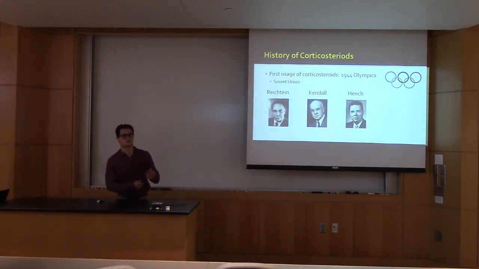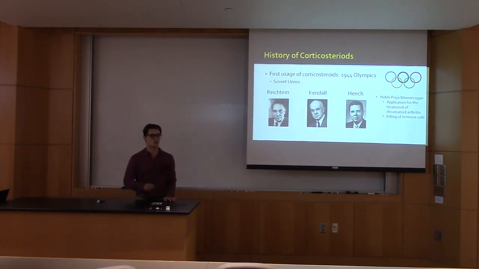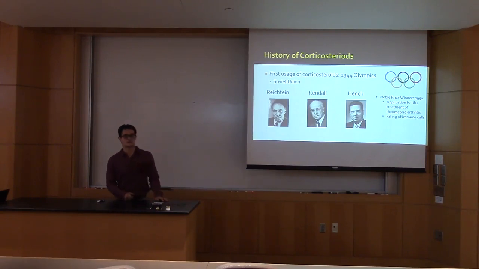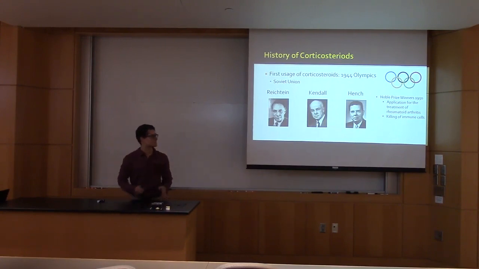But before I get into that, a little bit of history of corticosteroids. The first use of corticosteroids was in the 1944 Olympics, when the Soviet Union had given corticosteroids to their runners in order for them to run longer distances. And Reichstein, Kendall, and Hench all won the Nobel Prize in 1950 for the application and treatment of rheumatoid arthritis, basically killing those immune cells. But what we know now is that they killed off immune cells but not those memory cells, so the symptoms of arthritis could actually come back.